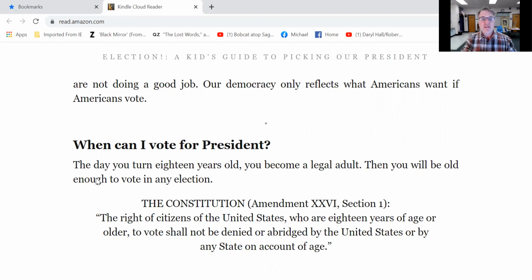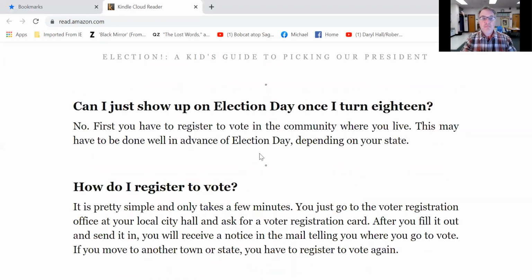When can I vote for president? The day you turn 18 years old, you become a legal adult. Then you will be old enough to vote in any election. "The right of citizens of the United States who are 18 years of age or older to vote shall not be denied or abridged by the United States or by any state on account of age." Now that is Amendment number 26, because the age in the previous version of the Constitution before that amendment had to be 21.